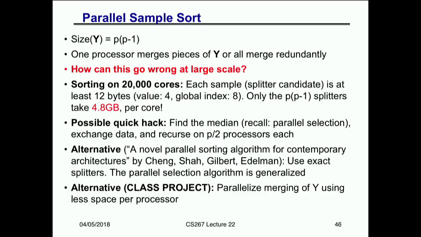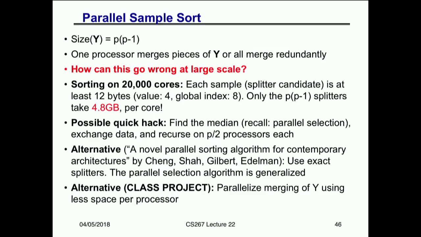Or you can find the exact median, which is possible, and then recurse your problem into 2 sets. Once you do that, your p goes down by 2, and your p times (p minus 1) goes down by a factor of 4. So your memory storage problems go down. When you just do 2 pieces of recursion, your 5 gigabytes problem will become a 200 megabytes problem very quickly. But finding the median might be a little tricky. We know how to do it though.